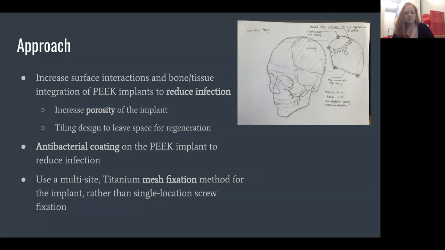And we're also proposing a new fixation method for the implant, which focuses on increasing the number of fixation sites, using 5 or 6 different attachment sites rather than just 1 or 2, and using a titanium mesh as part of the fixation method rather than just surgical screws by themselves. These changes should also help to improve tissue adhesion and promote bone growth.